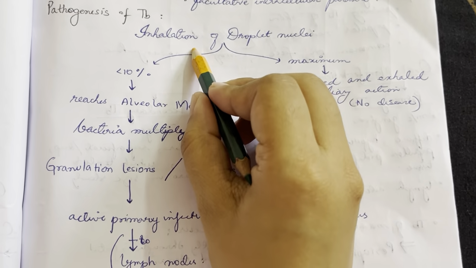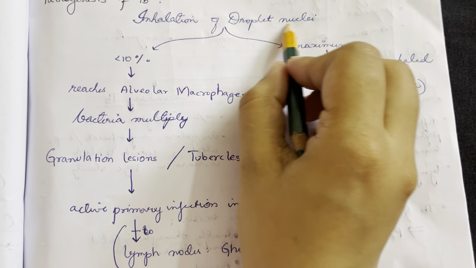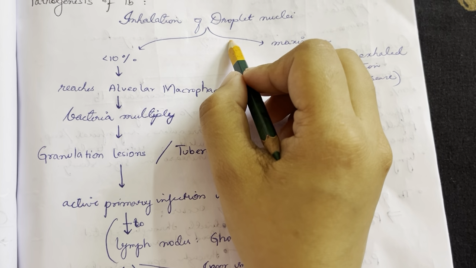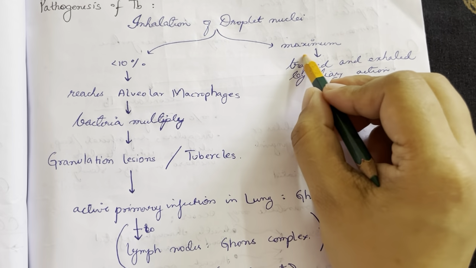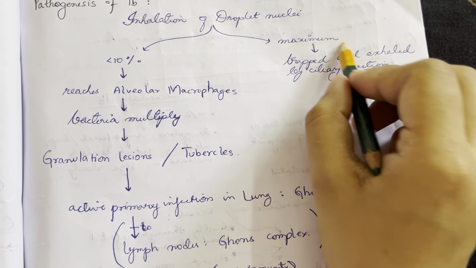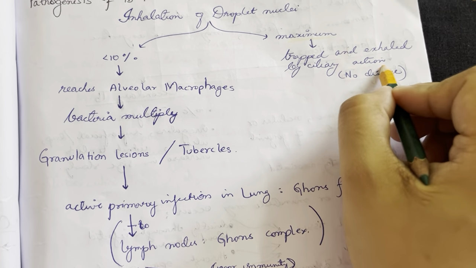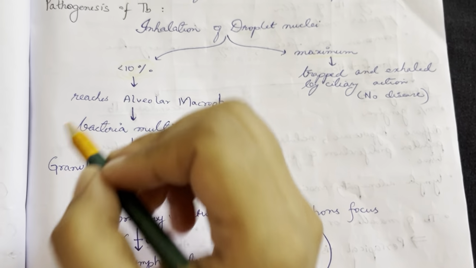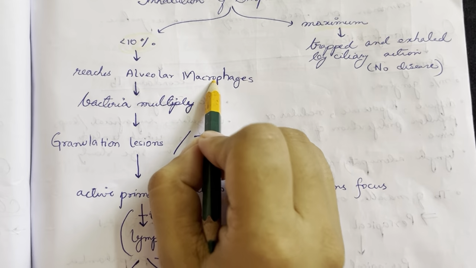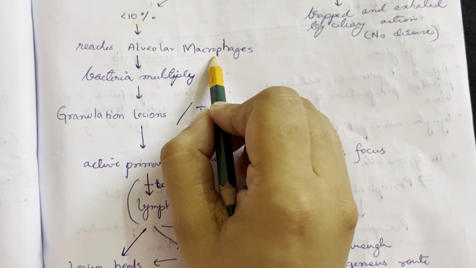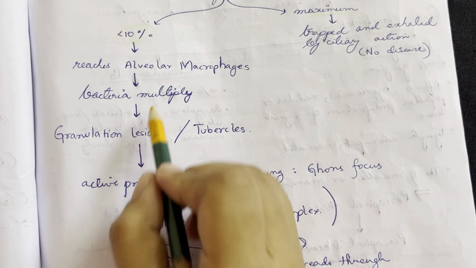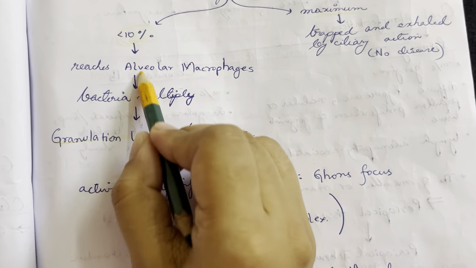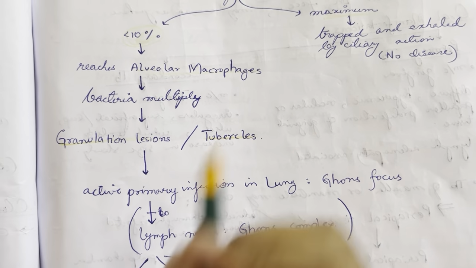What happens? First, there is inhalation of droplet nuclei. Droplet nuclei means droplets containing TB bacteria from another person who is infected. About 90% or more of them get trapped and expelled by the ciliary action, so no disease is produced. Less than 10% of these may reach the alveolar macrophage. Once it reaches the alveolar macrophage, the bacteria multiply and form granulation lesions, which are called tubercles.